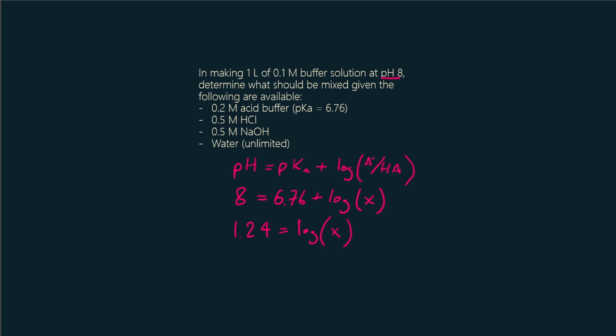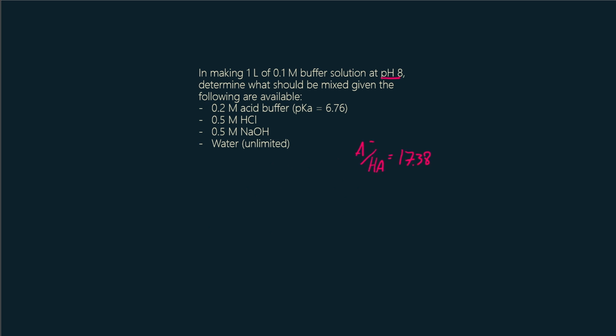So we move the 6.76 over, cancel out log, and get 17.38 for our x, which remember is our A- over HA. So we know the proportions of A- and HA, but there's a second equation we need. How many of the buffer do we have in total? For that, we know our ending molars and volume of our buffer, so we can use both to find the total moles. 0.1 molar is basically 0.1 moles per liter, and that liter will be on the top so that it cancels out the liters, which once we do that, we get 0.1 moles.